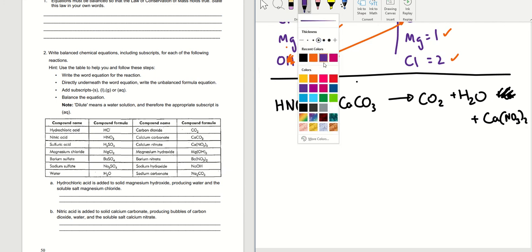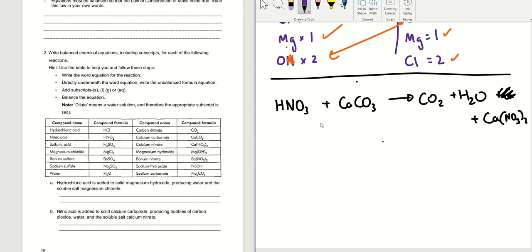Okay, so that's what we have. Next is write out the states it should be in. So acids are always dilute, so AQ. Calcium carbonate, that's a solid. Bubbles of carbon dioxide, that would imply it's a gas. Water, pure as always. And then a soluble salt, AQ. So that's our states.